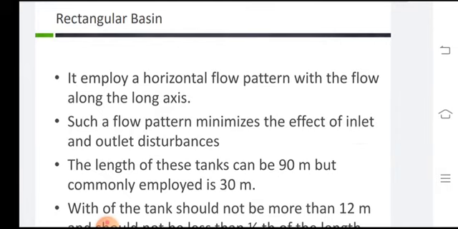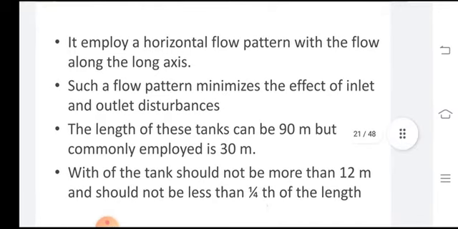Now some of the design criteria which are based on the experience and continuous designing practices. It implies a horizontal flow pattern with the flow along the long axis lengthwise. Such a flow pattern minimizes the effect of inlet and outlet disturbances. Then the length of these tanks can be 90 meters, but commonly it is used as 30 meters.